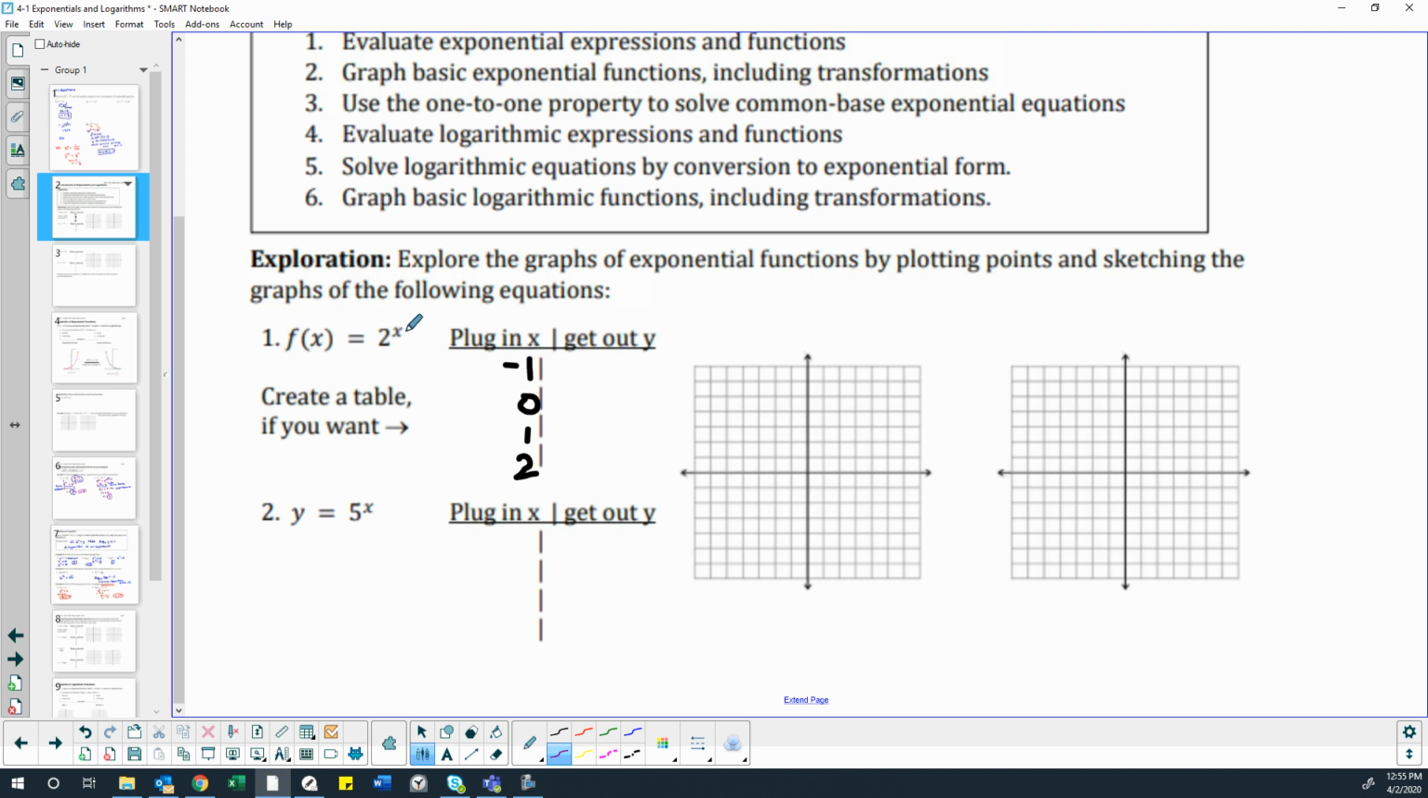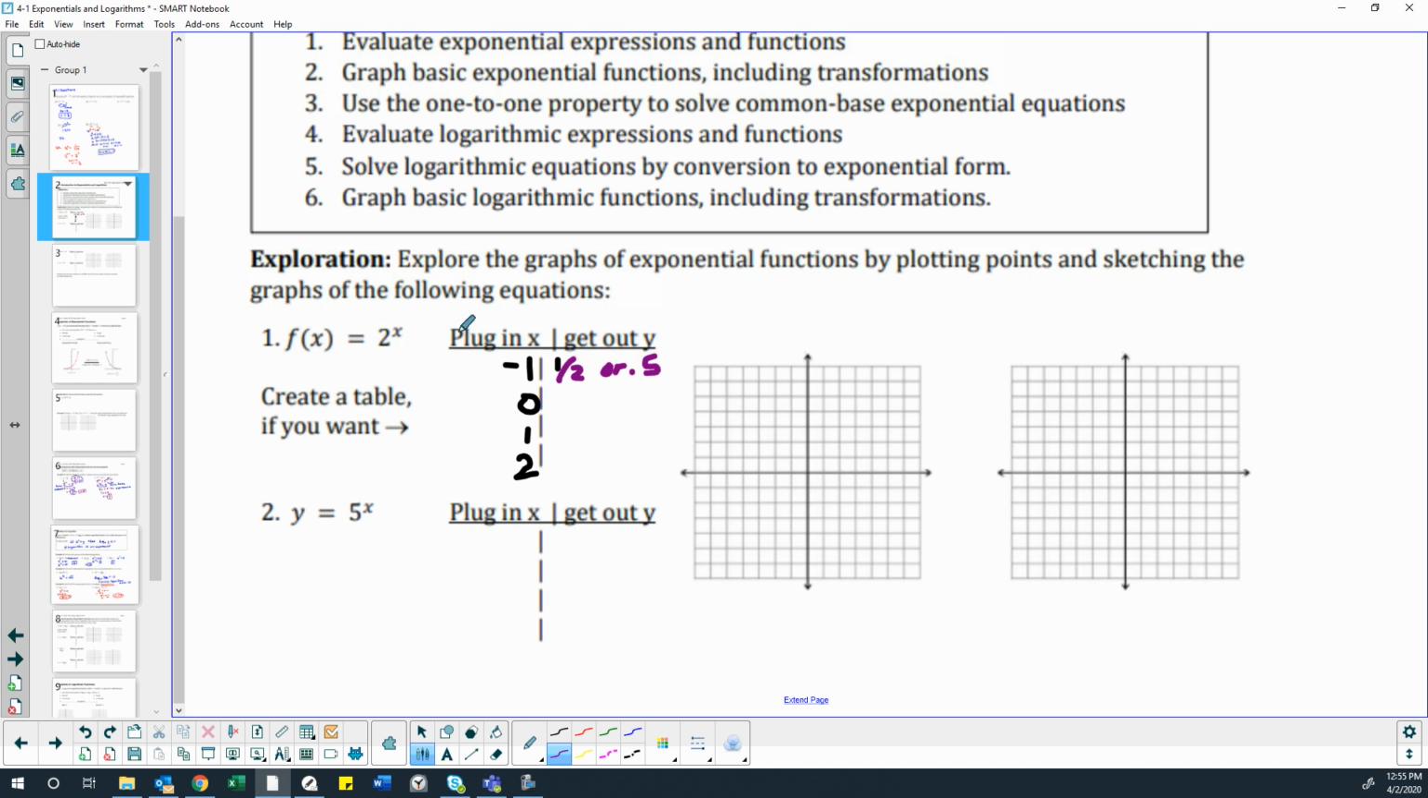So 2 to the negative 1 power is the same thing as the reciprocal of 2, which means it's 1/2 or 0.5. I accidentally wrote a 5 instead of a 2. Let me fix that. 1/2 or 0.5. I don't know why suddenly I'm writing in purple, but that's fine. Let's go with it.